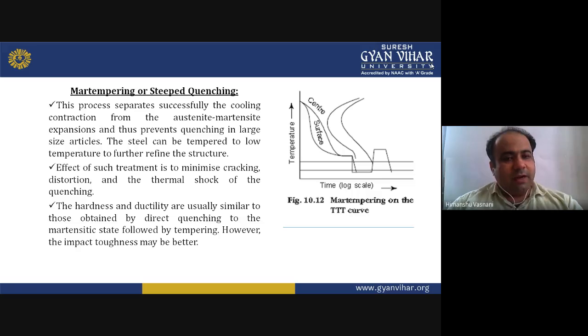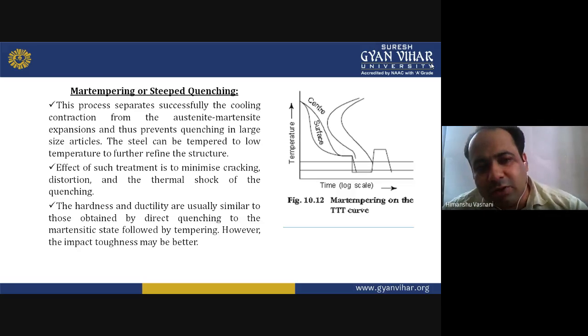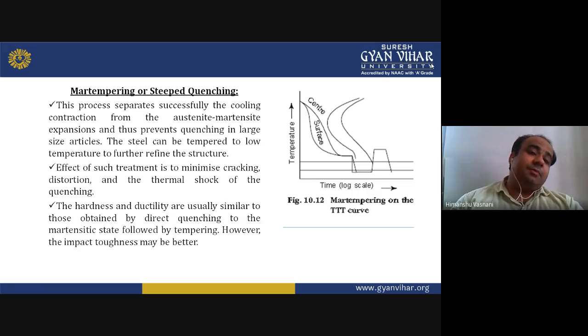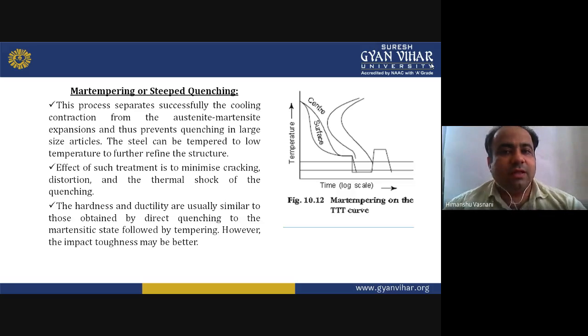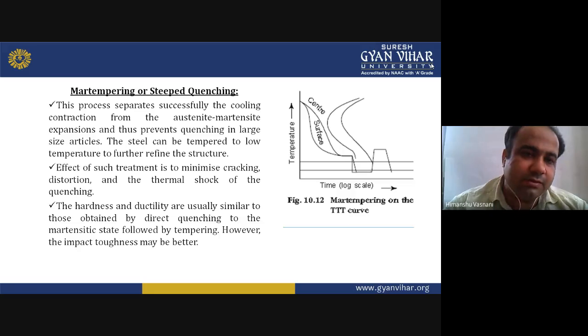The hardness and the ductility are usually similar to those obtained by direct quenching to the martensite state, followed by tempering. However, the impact toughness may be better. So they have given that this steel can be tempered at low temperature to further refine the structure. So this stepped quenching or martempering has its application. With the help of these treatments, we can minimize cracking, distortion, and the thermal shock of the quenching. So this is good.